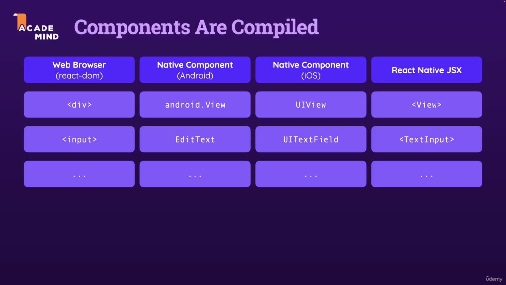So for example, if you want to display an input element where users can enter some text, then when building a web app, we would use the HTML input element, which is available in JSX when we're using React DOM. If we would be building a native Android app with Java or Kotlin, then it would be the built-in edit text widget that is provided by Android. For iOS, it would be the UI text field element. And with React Native, we would use the built-in text input component, which is provided by React Native and which will then be compiled to edit text for Android or to UI text field for iOS.